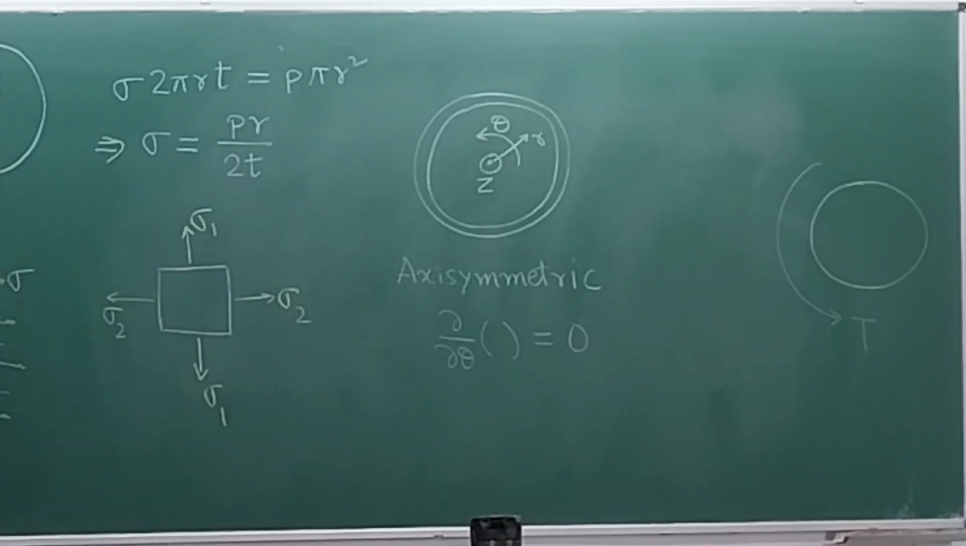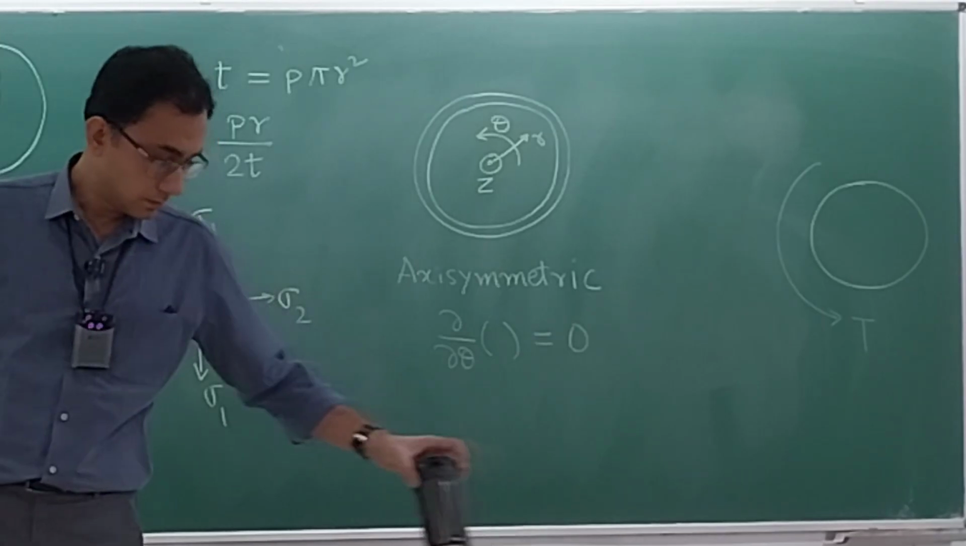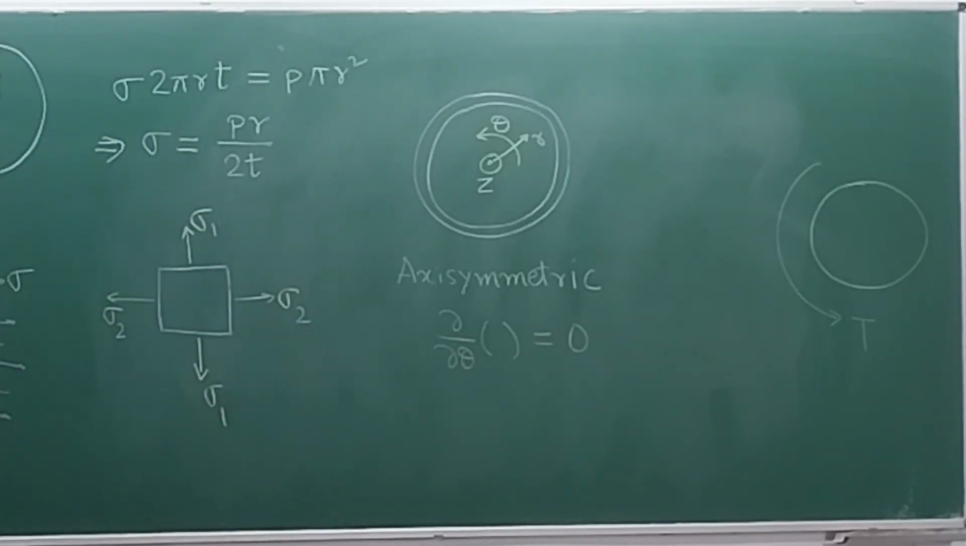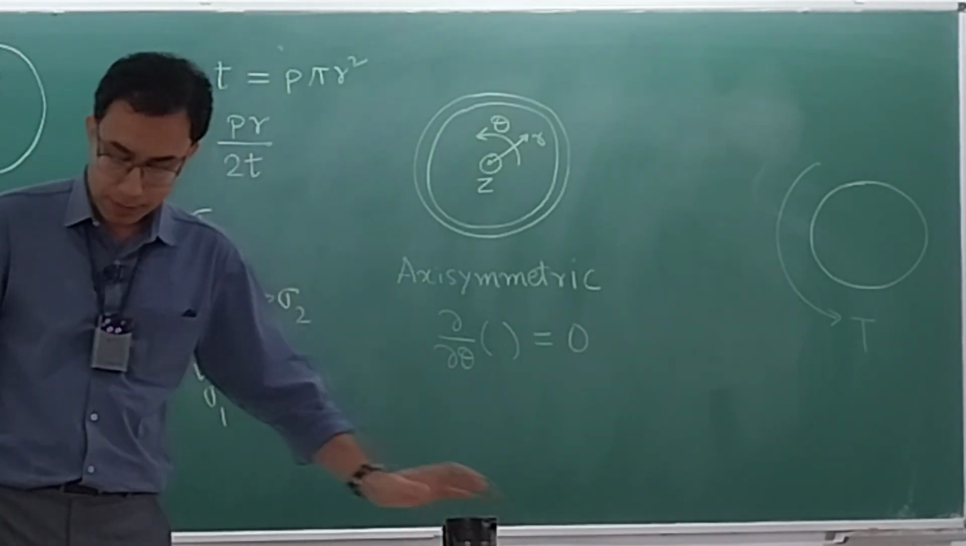I'll pause for 15 seconds. You think about what I just said. In the case of the thin walled pressure vessel, we do not have any deformation in the theta direction. But in the case of torsion, we do very much have deformation in the theta direction. If you have any doubt about it, please ask. Okay, maybe you will have your doubts later.